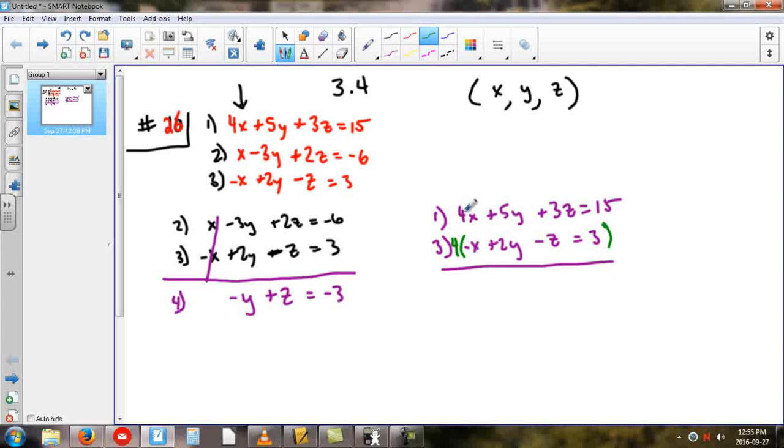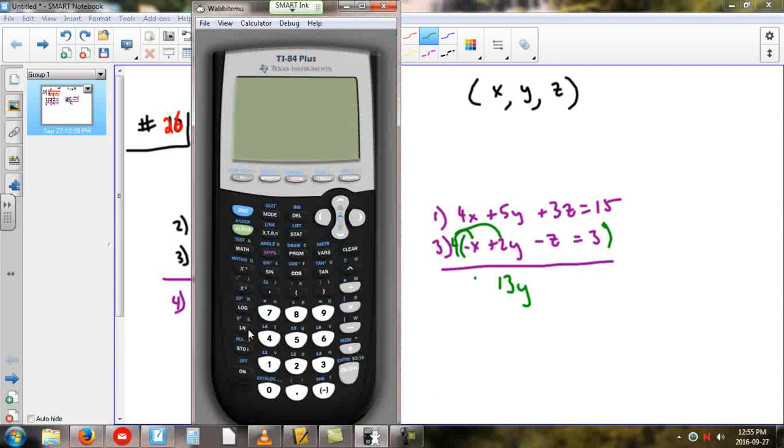4 plus 4 times negative 1. Well, 4 times negative 1 is negative 4. 4 plus 4 is 0. So the x's get canceled. 5 plus 4 times 2. 4 times 2 is 8. 5 plus 8 is 13y. Now, if I was struggling with this at all, I just grab my calculator, and literally I would type 5 plus 4 times 2 equals 13.